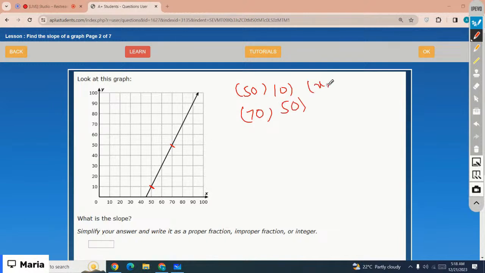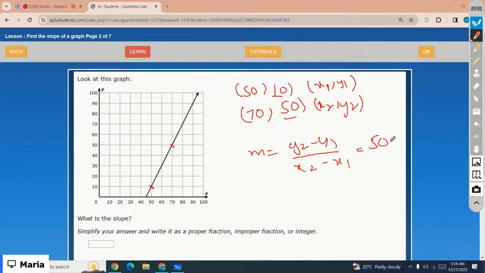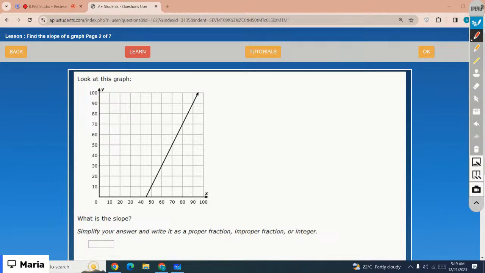So the coordinates are this one for x1 and y1, and this one for x2 and y2, right? So the slope is m equals y2 minus y1 divided by x2 minus x1. y2 is 50 and y1 is 10, so 50 minus 10 divided by 70 minus 50. 50 minus 10 is 40 and 70 minus 50 is 20. So 40 divided by 20 is 2. So the slope of the given graph is 2. Got it? So the correct option is 2.